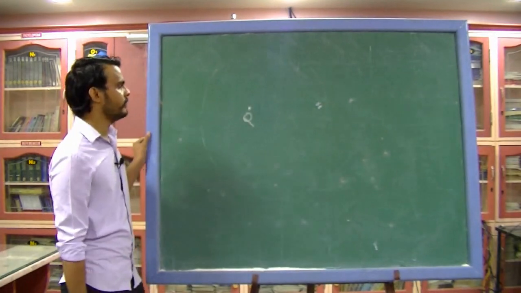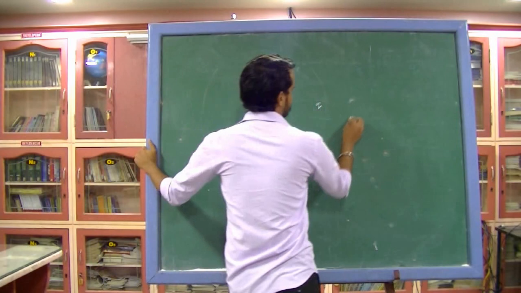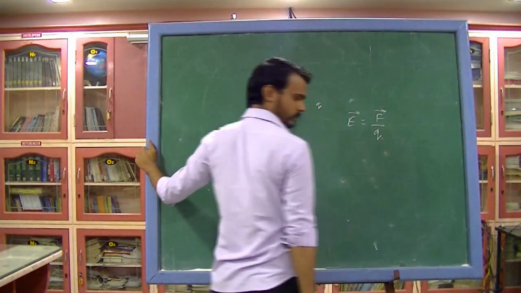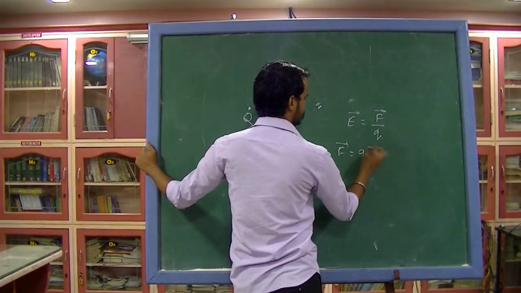Now, if I want to find the force on this charge, what should I do? Force on the charge can be written as E equals F vector divided by Q. From here I can write electrostatic force can also be written as Q into E.